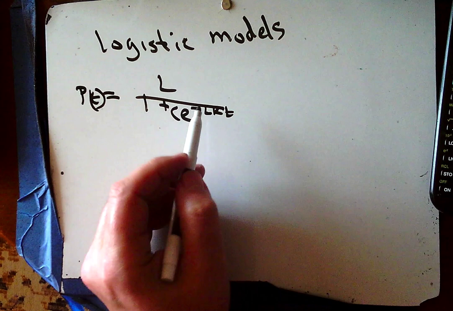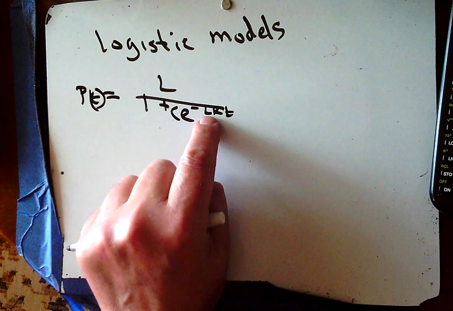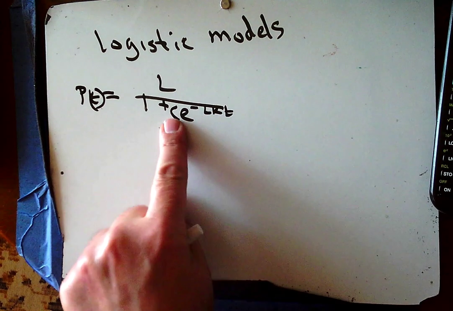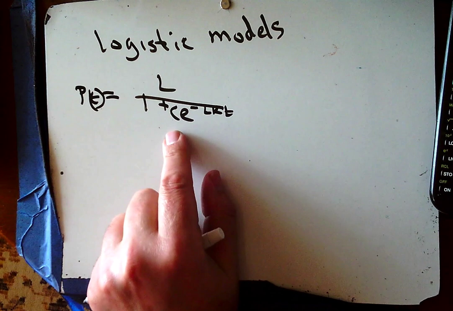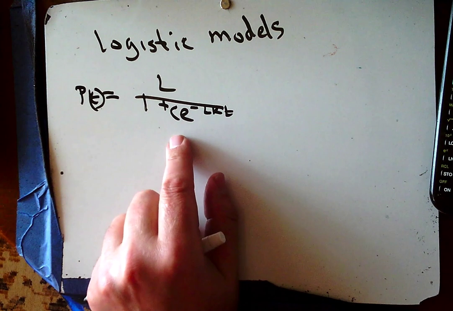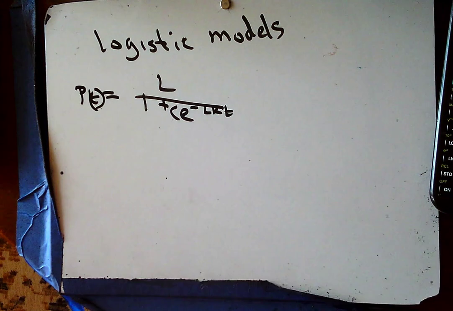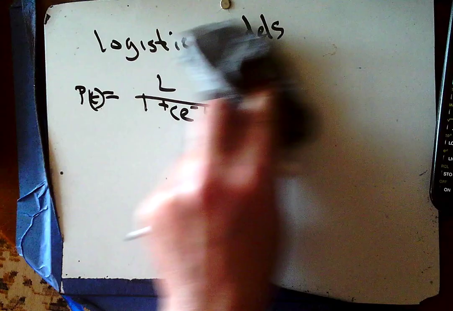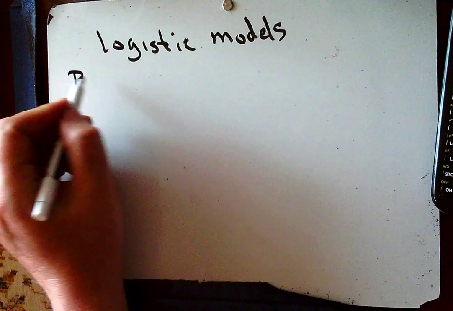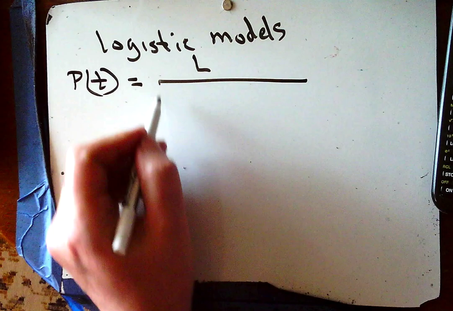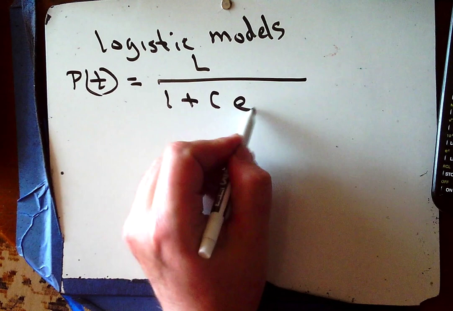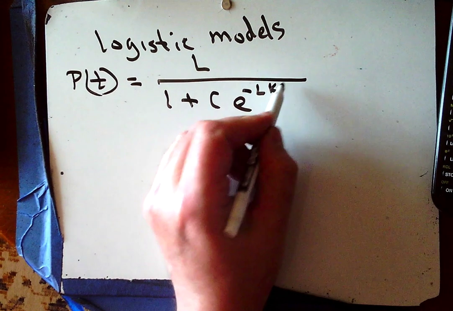And clearly, I need to know the carrying capacity, I need to know the rate, and I need to know this value. So in order to build a logistic model by hand, I'm going to need to be given 3 pieces of information to do that, okay? In fact, I think I'm going to write this a little larger and clearer. P of t equals L over 1 plus C e to the minus lkt.